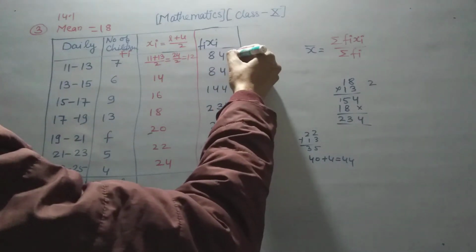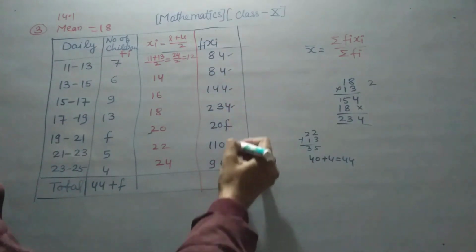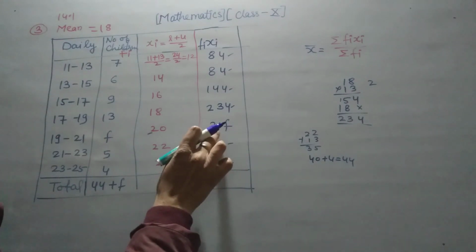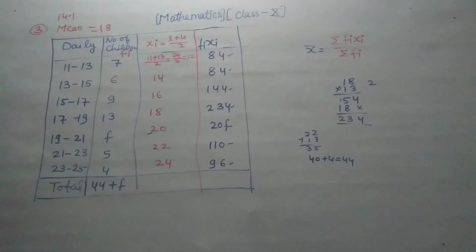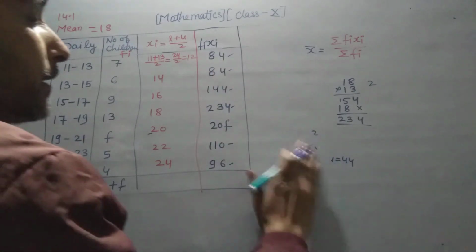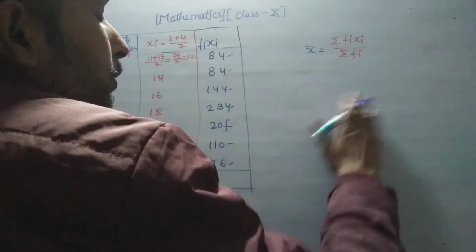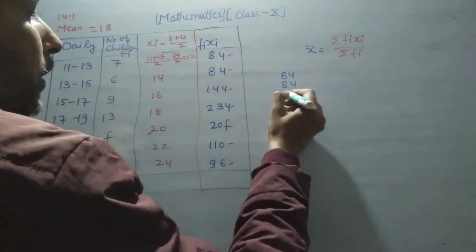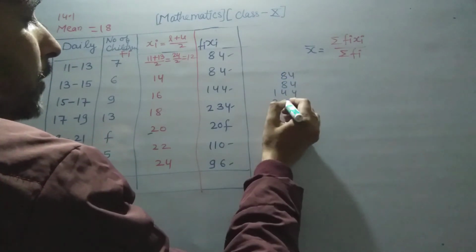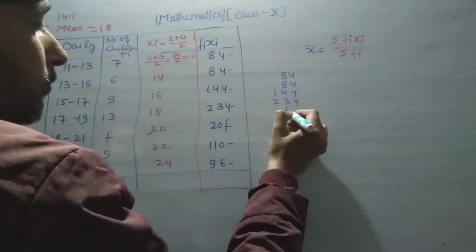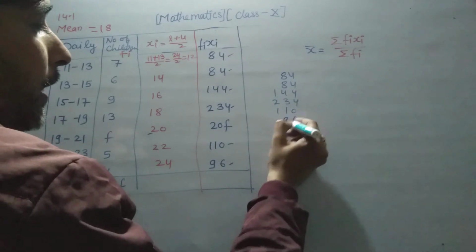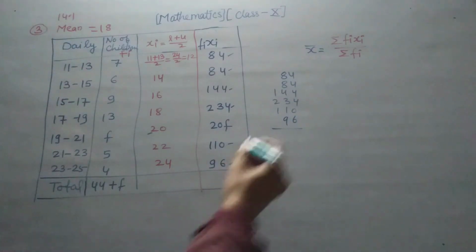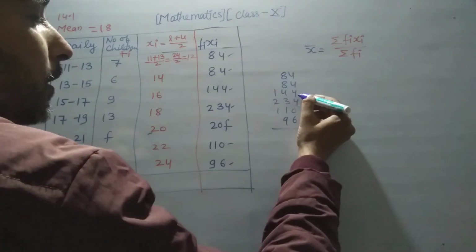Now you have to add these things. So you have to add only this and this. You do not add these things in this number. So you have to add these things here. I will show you how to add it. So 84 plus 84 plus 144 plus 234 plus 110 plus 96.